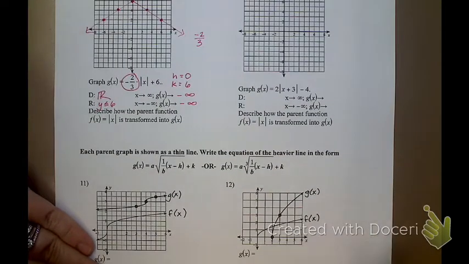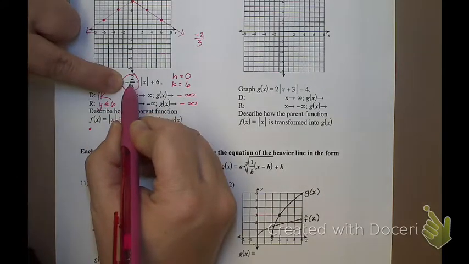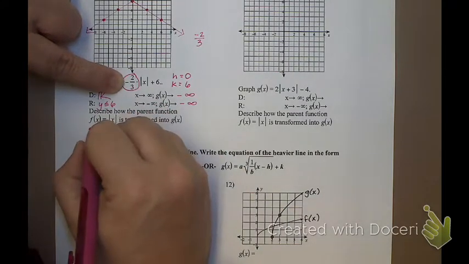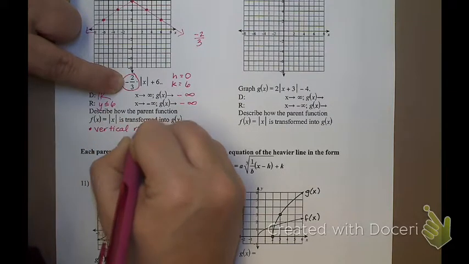As far as my description, I have 2 things going on. Your A value actually does 2 things. The negative A means I have a vertical reflection.